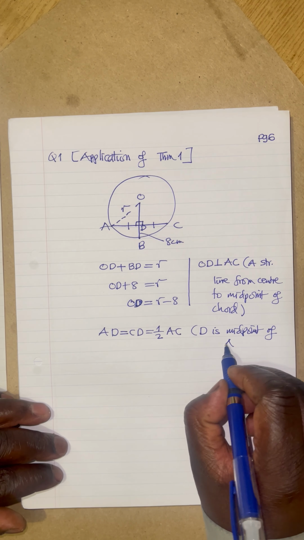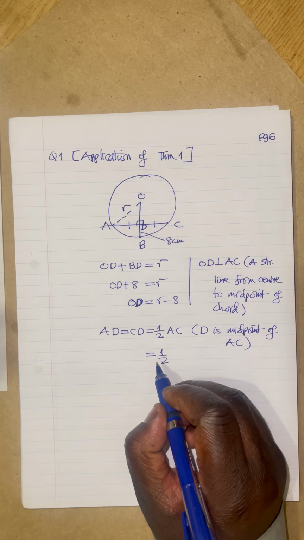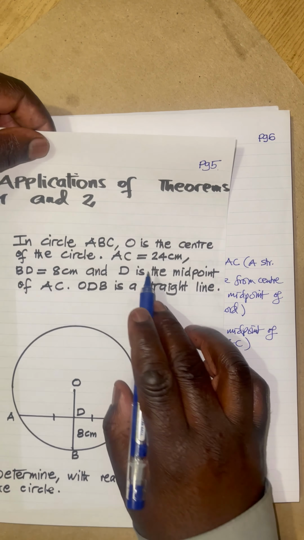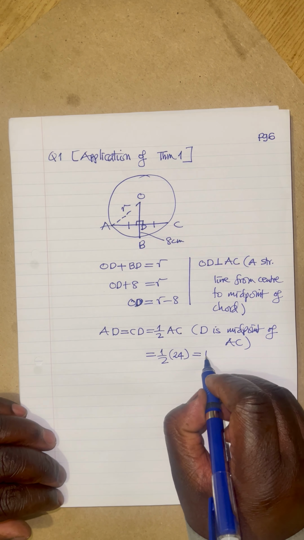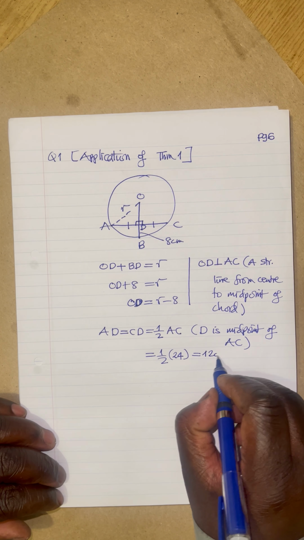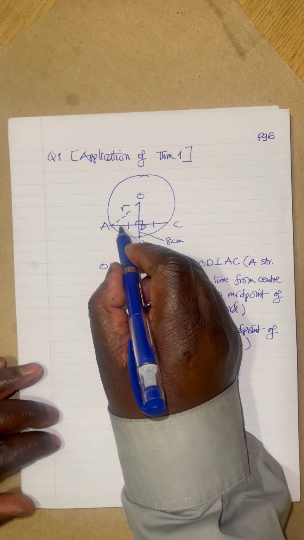Of AC. So what is this? This is half. Remember, AC has been given as 24 centimeters. There it is. So 24, and that should be 12 centimeters. Right. So now I can pull out this triangle there.